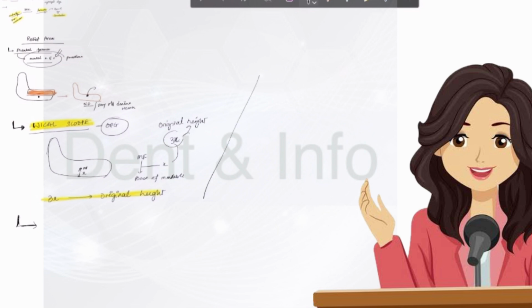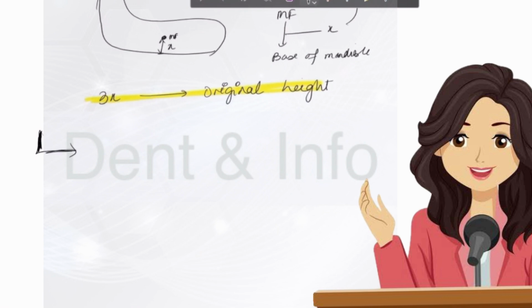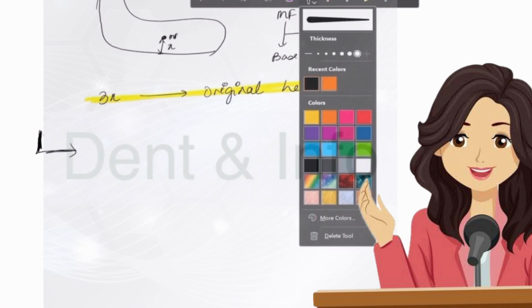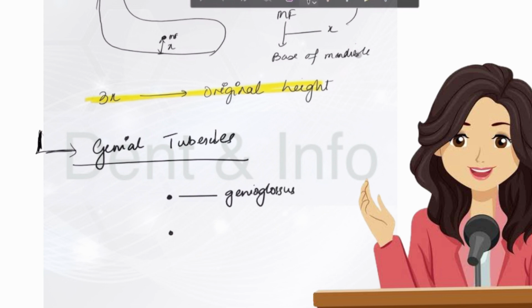Now coming on to our second feature, or rather the second relieving area that we see, our genial tubercles. This is very easy. Probably you all would be knowing it. There are 2 in number. You have the upper one attaching to genioglossus and the lower one attaching to geniohyoid.